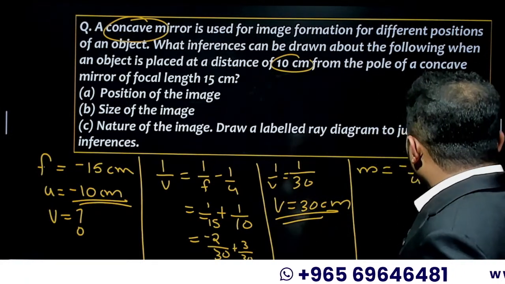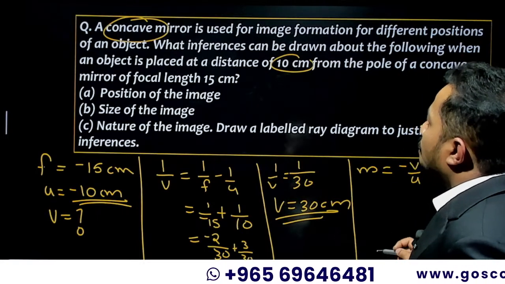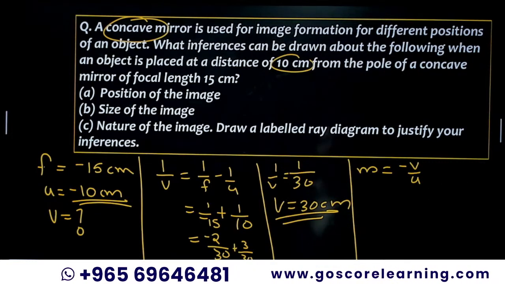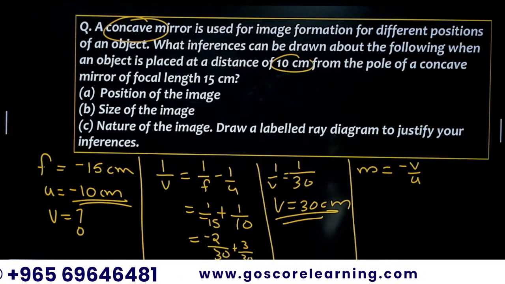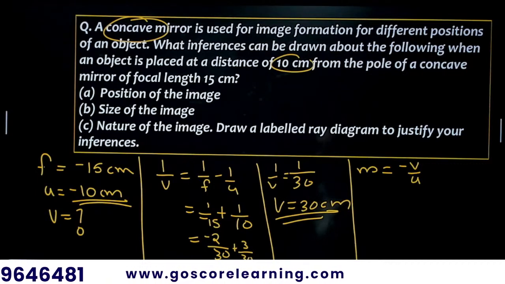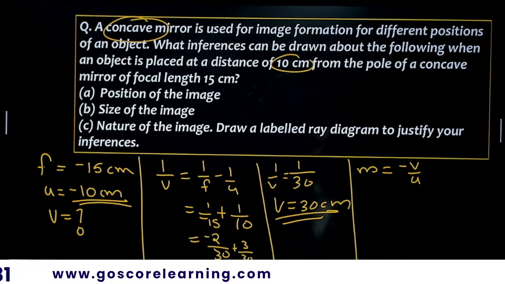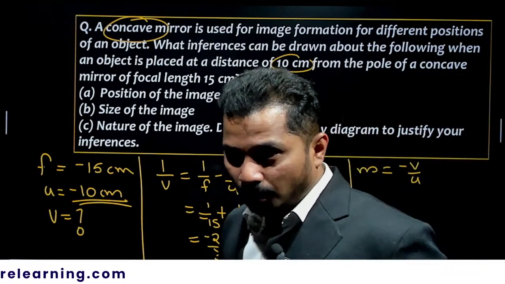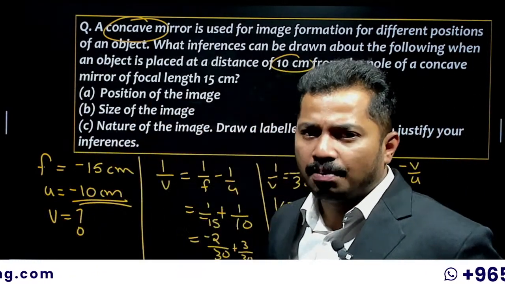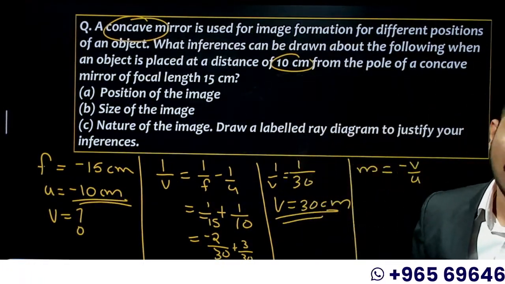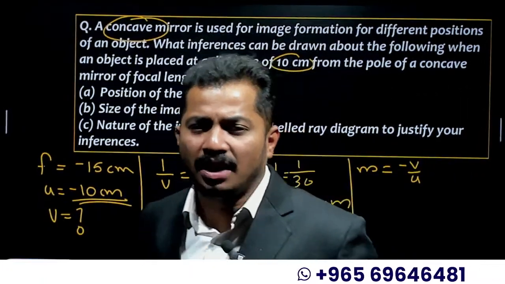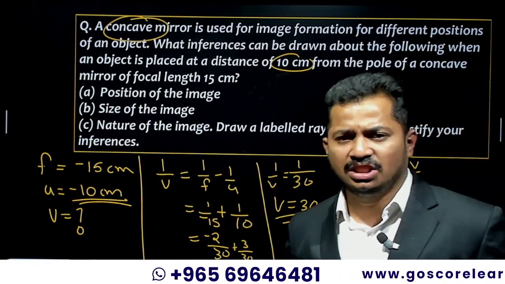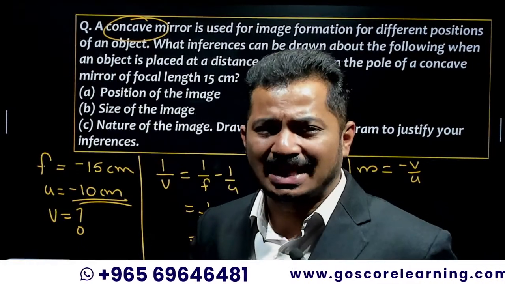Okay, so here, what inference can be drawn about the following data? Height of the image or height of the object, nothing is given. So the size of the image you can comment only on the basis of magnification. If the modulus of magnification is greater than 1, we can comment that it is enlarged. If the modulus of magnification is less than 1, it is diminished. If the modulus of magnification is equal to 1, it is the same size.